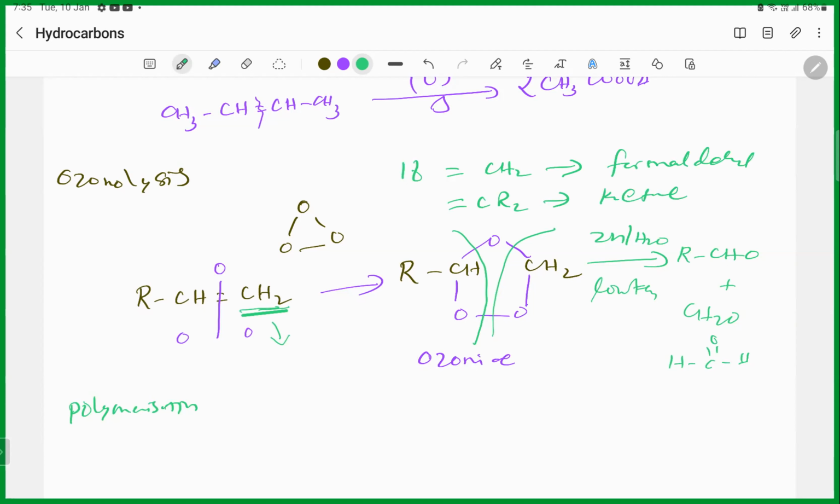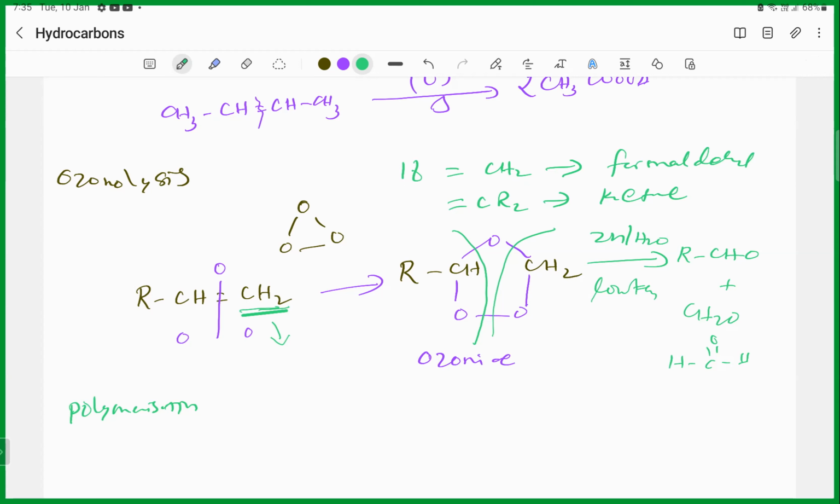So overall, the formation of ozonide followed by hydrolysis cleaves the carbon-carbon double bond into two carbonyl groups. So you can create one carbonyl and another carbonyl. Based on the ending group, we can decide whether we will get an aldehyde or a ketone. If the carbon double bonded to the other carbon has one hydrogen on it, you will get the aldehyde. If you are not having any hydrogen, you will get the ketone. So this is the main logic of the reaction.